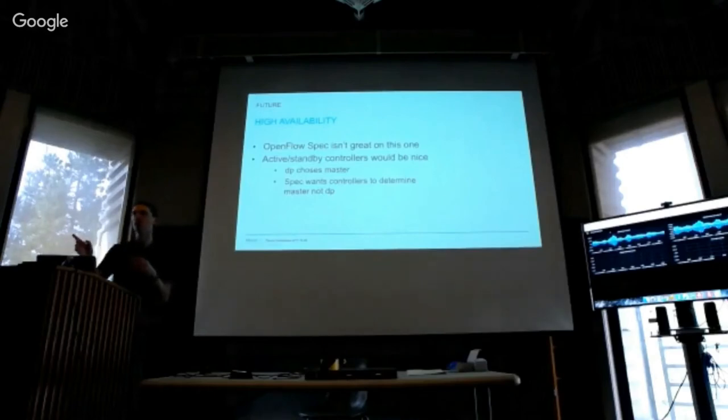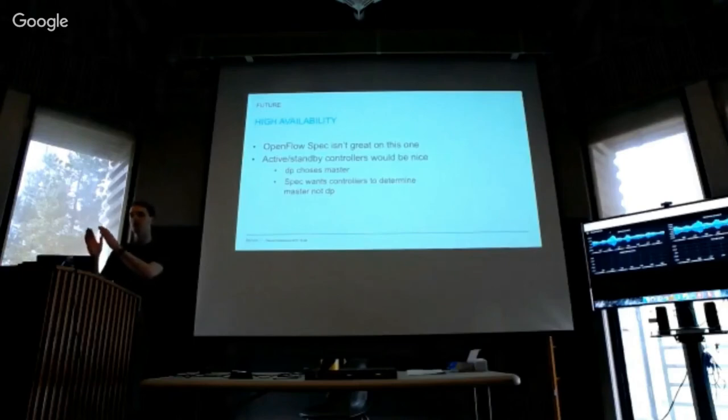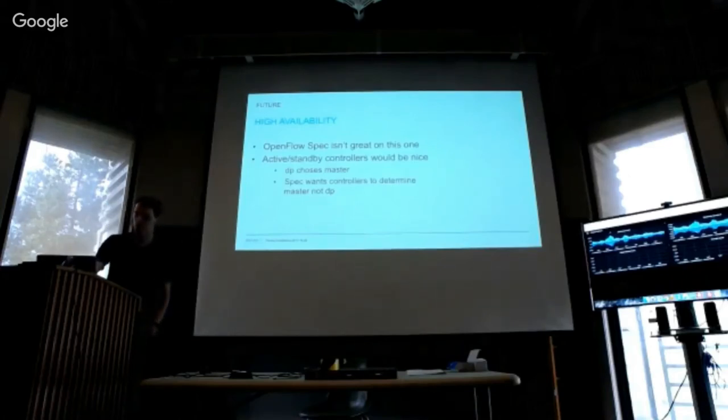So it can do this as, I'm going to talk to you and send you all the information that I need, but I'm going to ignore all of your commands. Or it could even just do it as, I don't connect to you at all until this one fails, and then I'll connect to you. That would be great. That would work really well with the Faucet model, but unfortunately, the spec says that the controller should tell the switch who is master, not vice versa, which makes the whole process, I think, a whole lot more difficult. But that's something I think we'll have to live with.